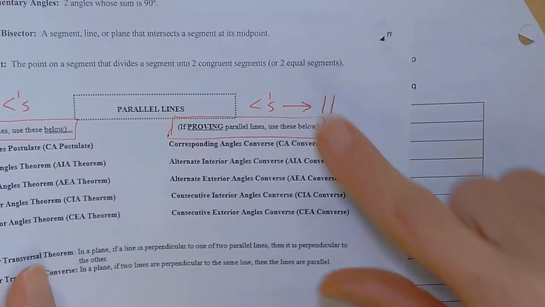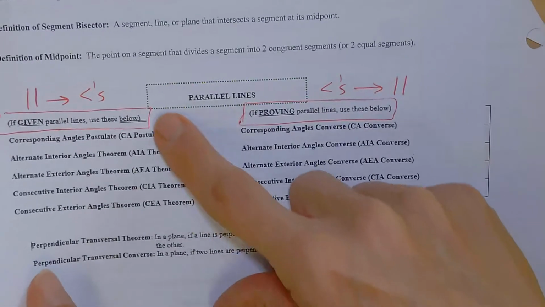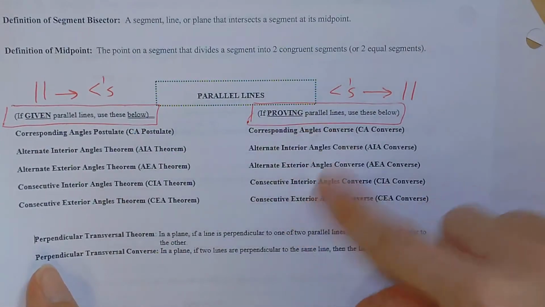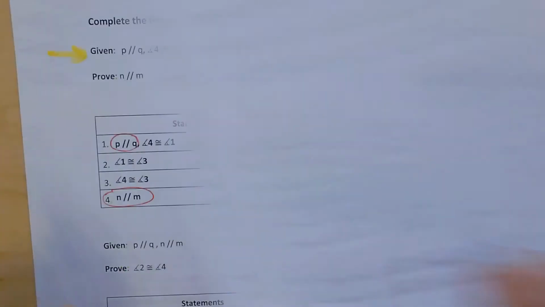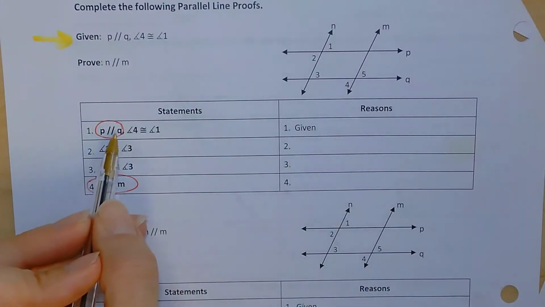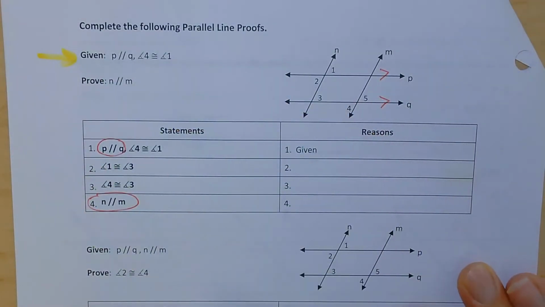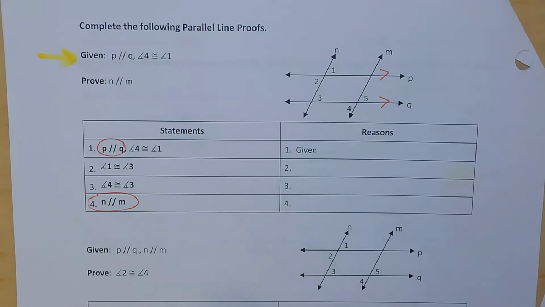So guess what? You still are going to be using the converses also. So you're going to be using some from this side and some from this side. You have to know when to use what. So let me show you how to do that. So the first step is P is parallel to Q. So you're going to go up to your picture and you're going to put arrows on P and Q. So add your arrows to show they're parallel.